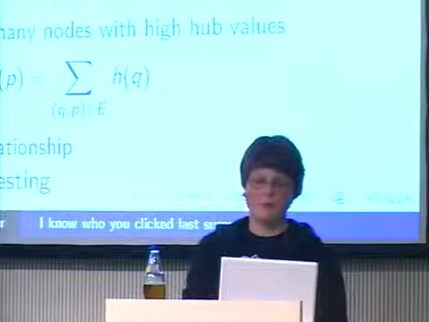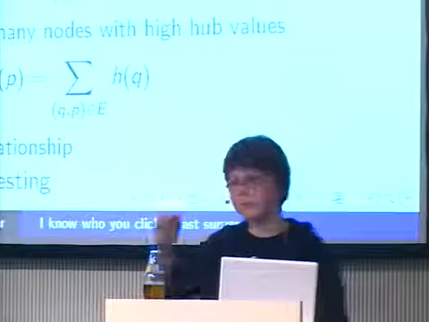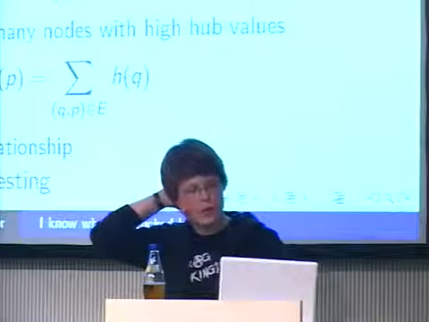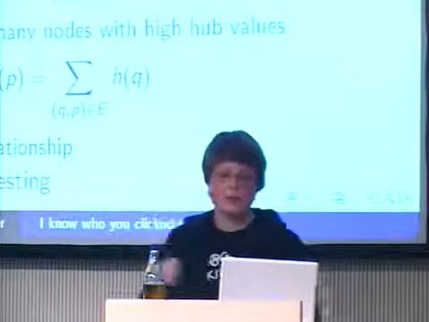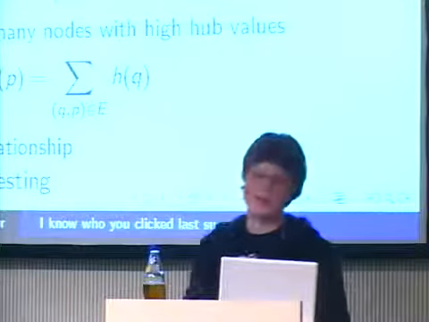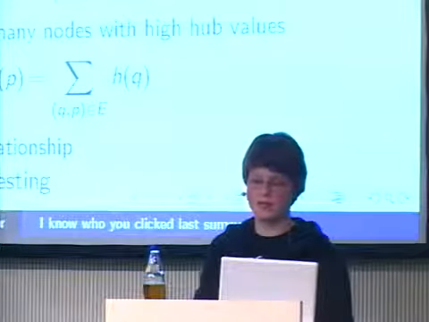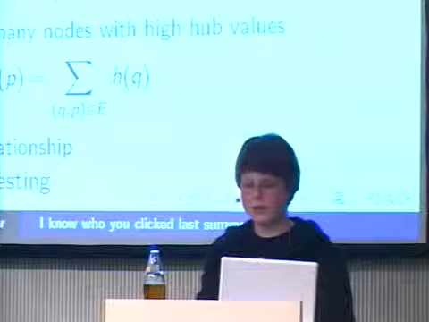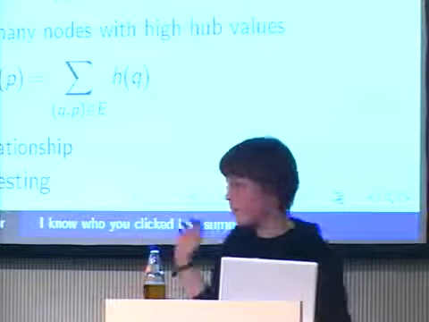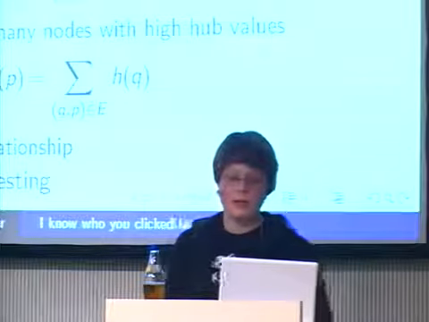Yeah, and with this algorithm, every node gets a hub and an authority value. A big hub value means that this node is linked often by nodes with high authority values, and high authority means that this node links many nodes with a high hub value. It's like I wrote there. It's kind of a mutually reinforcing relationship.